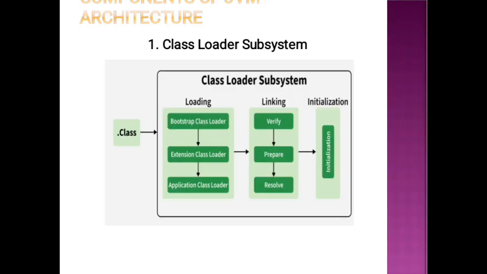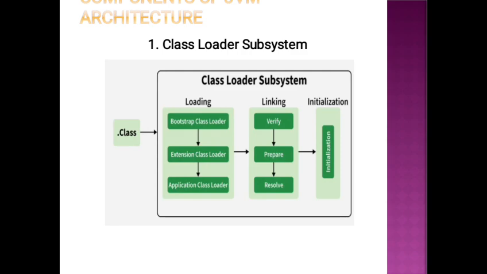JVM is platform independent. That means platform is an OS or hardware. Why is it called platform independent? Because each OS has its own JVM, such as Windows, Linux. JVM code depends upon the OS. It varies from one OS to another. Java is both a compiled and interpreted language. That means the compiler produces the bytecode and the interpreter produces the output.